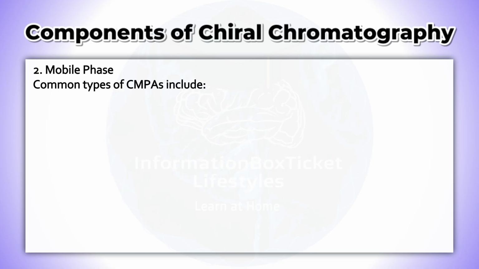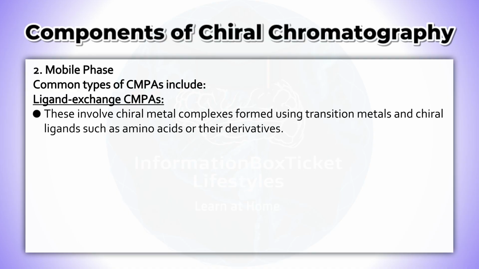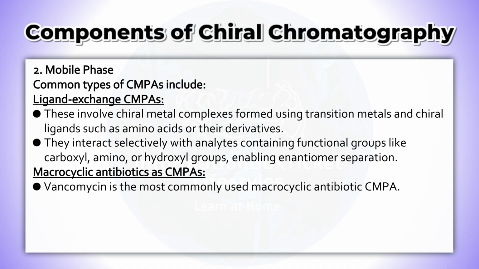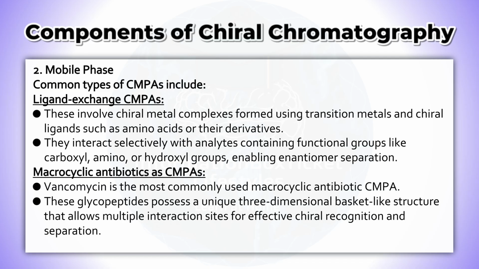Common types of CMPAs include ligand exchange CMPAs. These involve chiral metal complexes formed using transition metals and chiral ligands such as amino acids or their derivatives. They interact selectively with analytes containing functional groups like carboxyl, amino, or hydroxyl groups, enabling enantiomer separation. Macrocyclic antibiotics as CMPAs. Vancomycin is the most commonly used macrocyclic antibiotic CMPA. These glycopeptides possess a unique three-dimensional basket-like structure that allows multiple interaction sites for effective chiral recognition and separation.